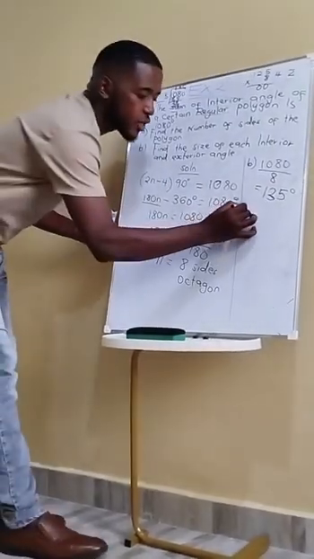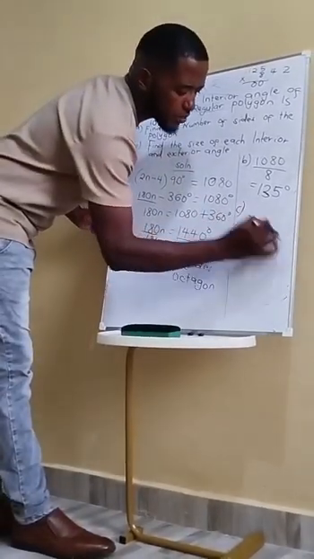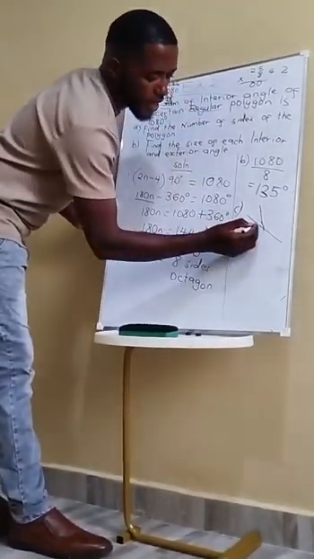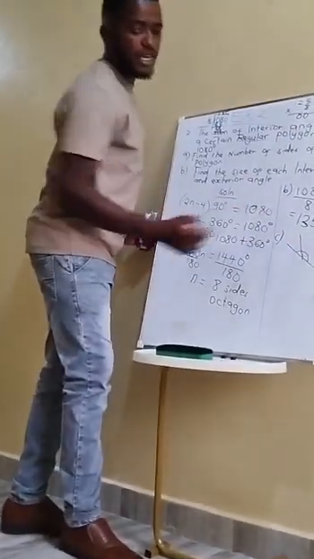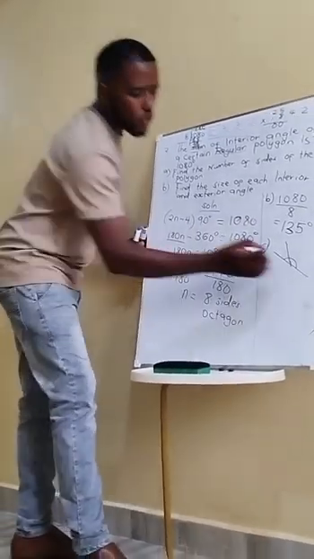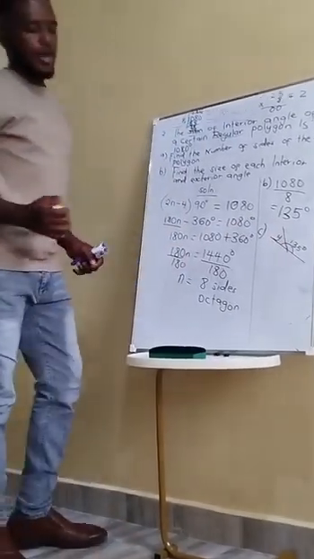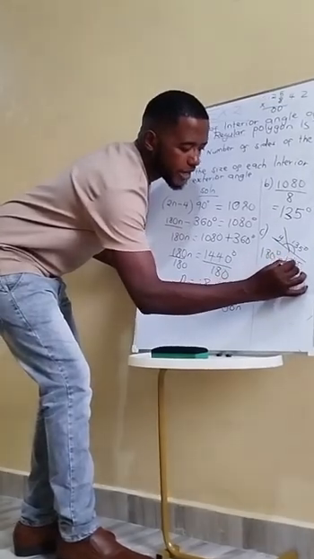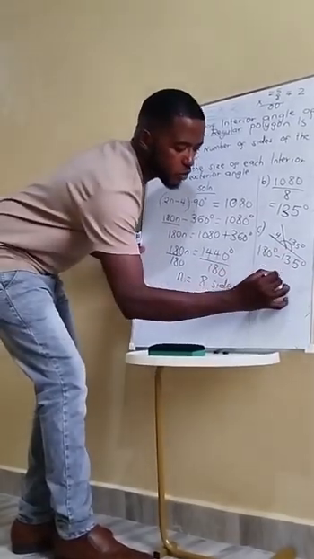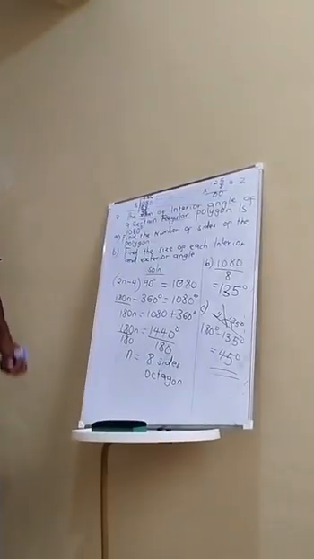And finally, we have to get the size of the exterior angle. Now, we use the concept that the sum of angles on a straight line is 180 degrees. Since the interior angle and exterior angle are adjacent to each other, if the interior angle is 135 degrees, and maybe you call the exterior angle y, therefore our exterior angle will be 180 degrees minus 135 degrees. That gives you 45 degrees. So that is our answer.